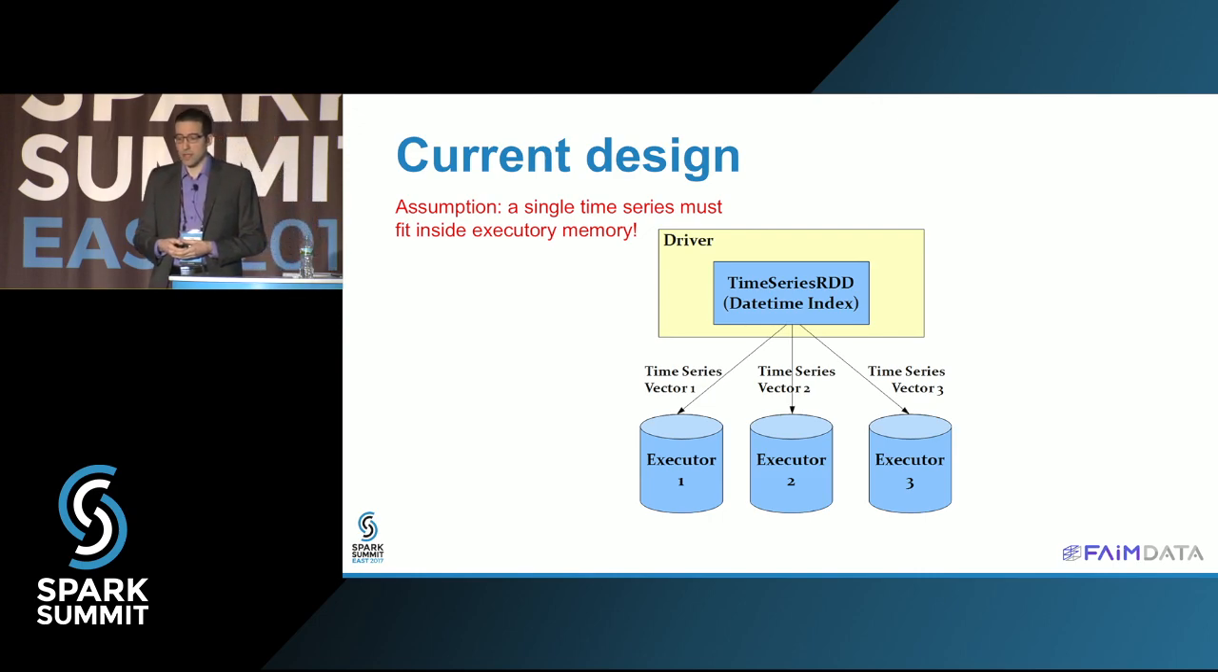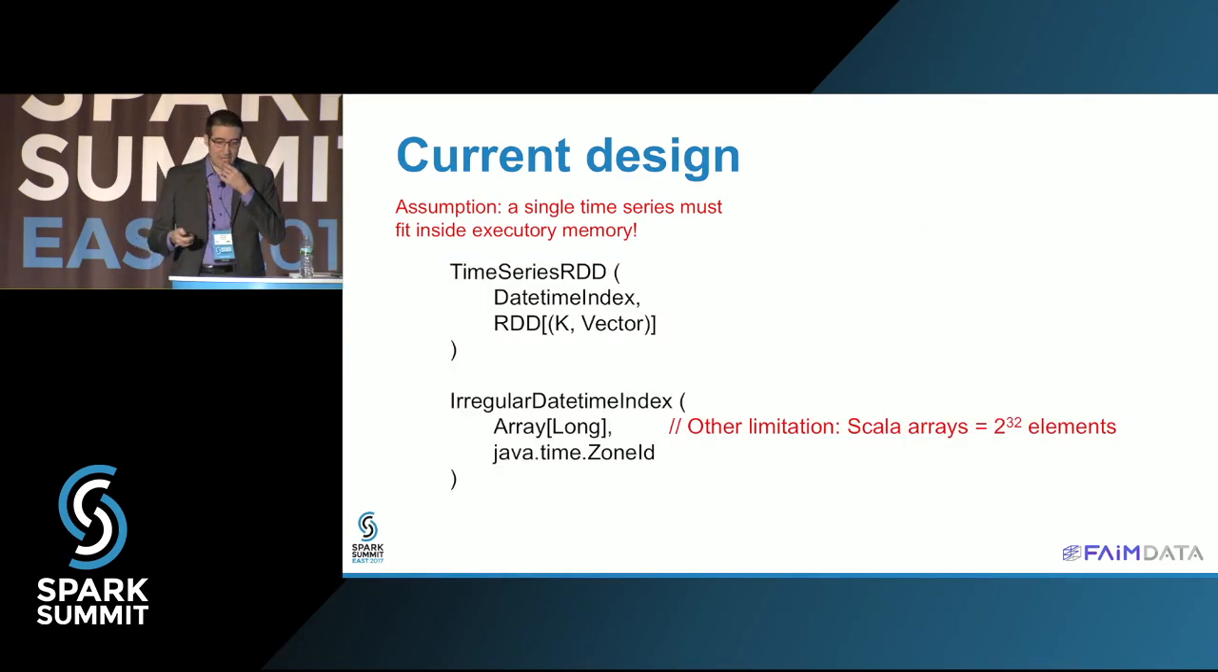And what that means essentially is that we have a datetime index that is sitting locally on the driver, and then we have our vectors that are distributed across the executors, and each vector is all of the values of a single variable across time. But the assumption behind that is that a single time series must fit inside your executor's memory. And this is what our time series RDD object looks like.